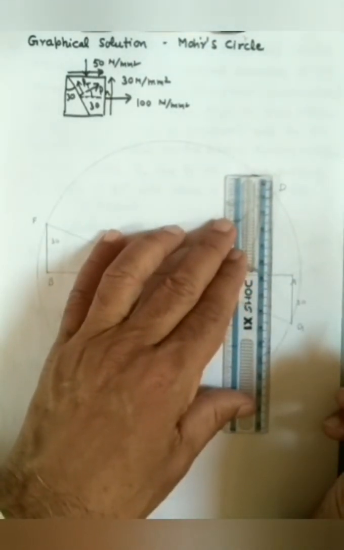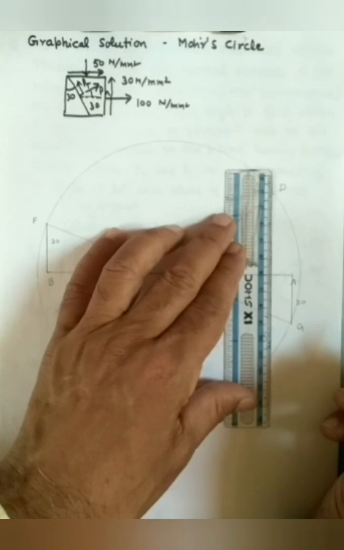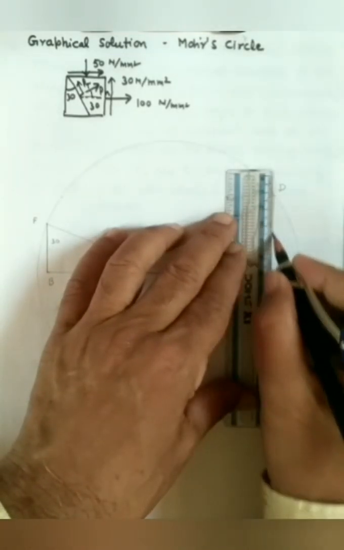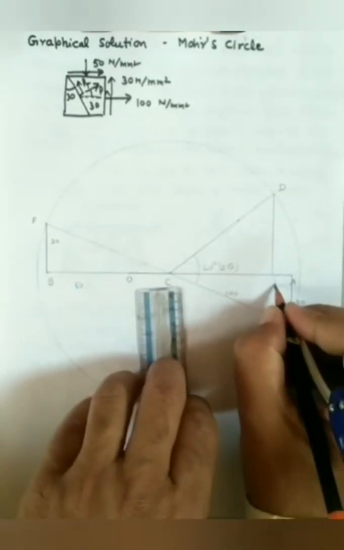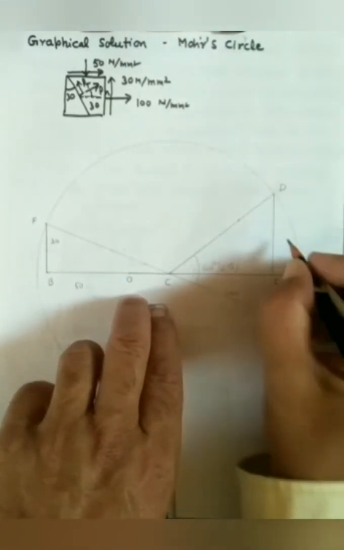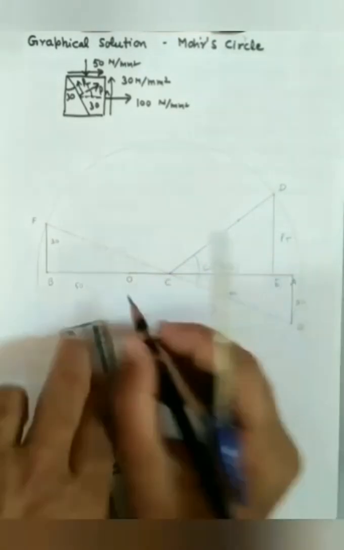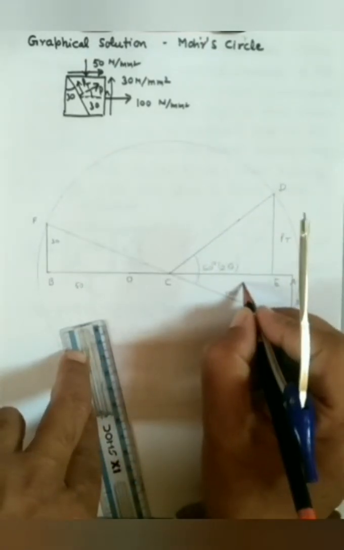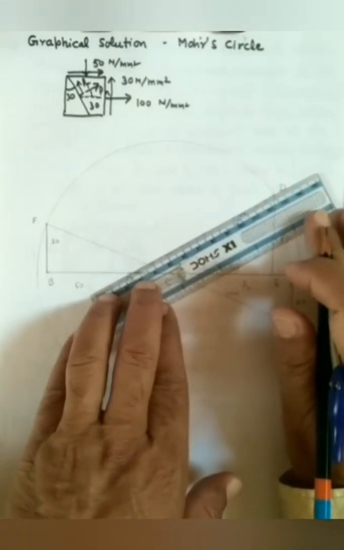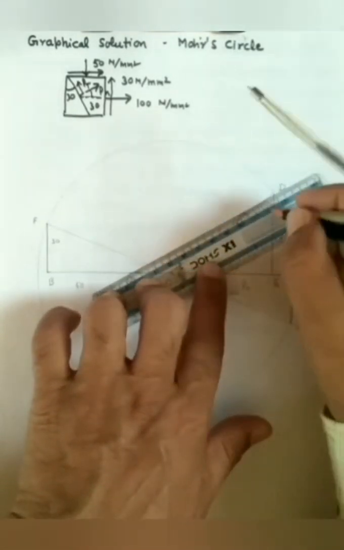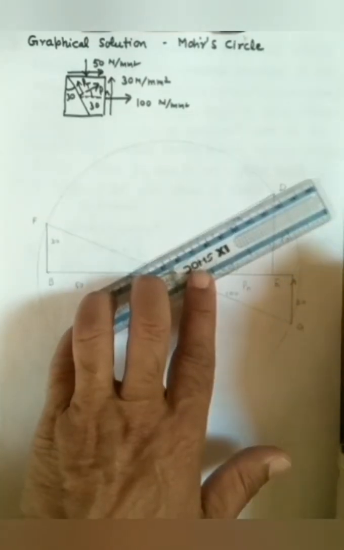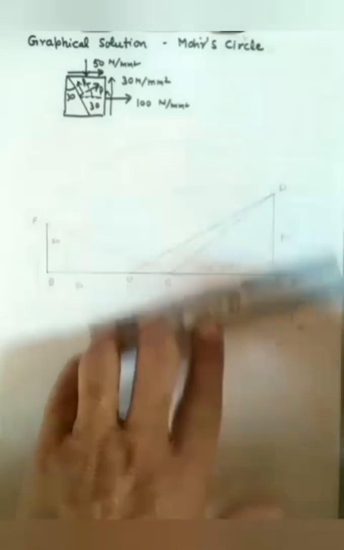From D, we will drop a perpendicular on the x-axis, which represents PT on the Mohr's diagram. So let this point be E. So DE represents tangential stress PT, and OE represents the normal stress PN. And the line OD represents the resultant of PN and PT, which is PR.